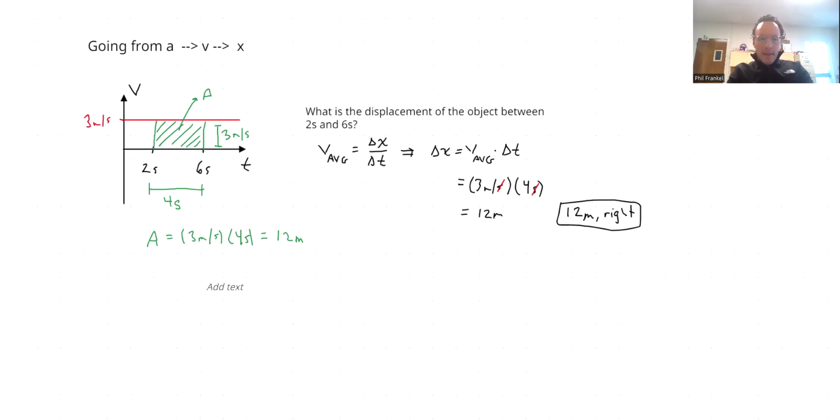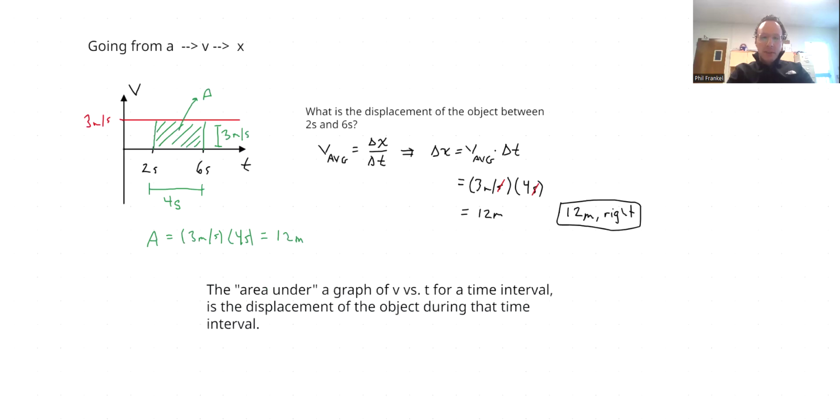The area, I'm going to put this in quotes, the area under a graph of velocity versus time for a time interval, delta t, in this case delta t equals 4 seconds, is the displacement of the object during that time interval. The area under a graph of velocity versus time for a time interval is the displacement of the object during that time interval. This works even if the velocity is negative. I want to show you that now.